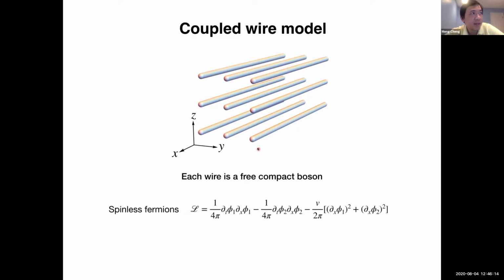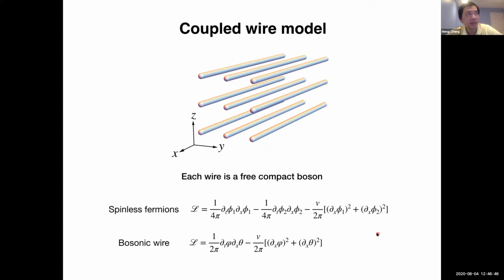And just free bosons, so without any interaction, just a free theory. Depending on whether you have fermions or bosons, you may have chiral left-moving or right-moving fields. That's natural for spinless fermions, phi1 and phi2, the left-moving and right-moving fields. And if it's a bosonic wire, it's usually more convenient to write it in terms of non-chiral fields, phi and theta, which are conjugate variables.